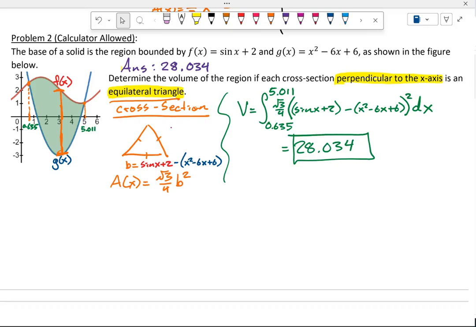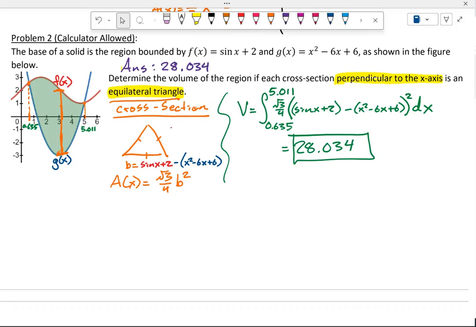So then our integral is going to be the integral from 0.635 to 5.011. Again, in your calculations, you may be writing down 3 decimal places, but in your calculator, you should be using more than 3 decimal places. Bare minimum should be 5. That's what Desmos gives us. Preferably more. Our TI calculators give you more, so you should be storing those.